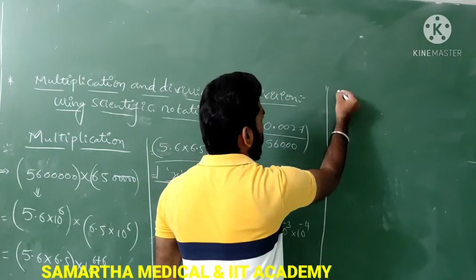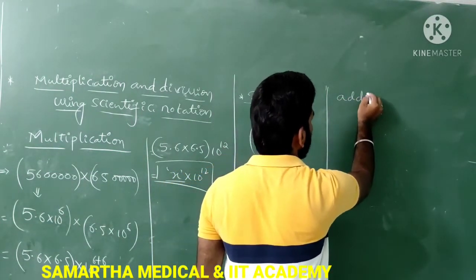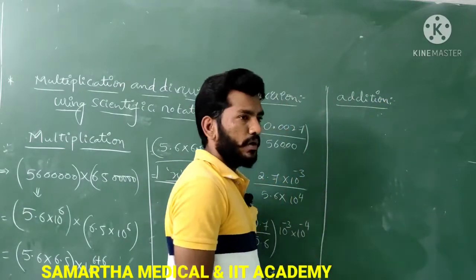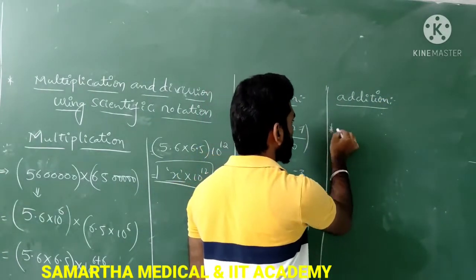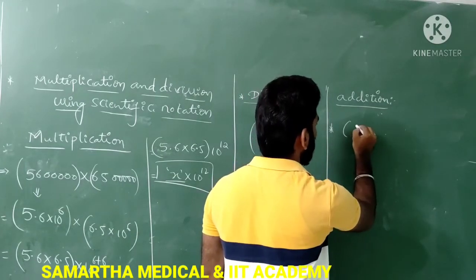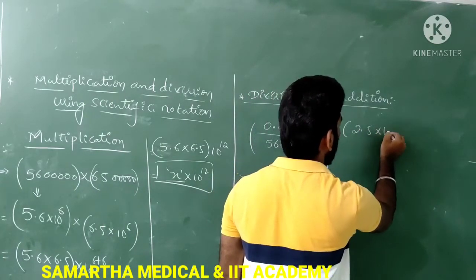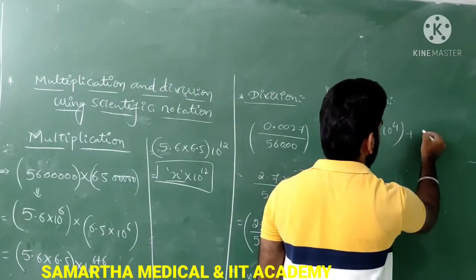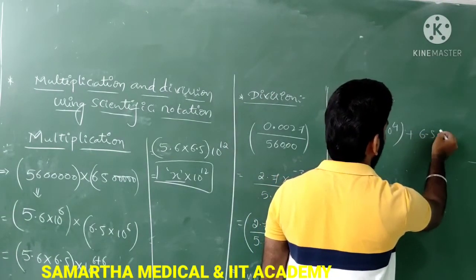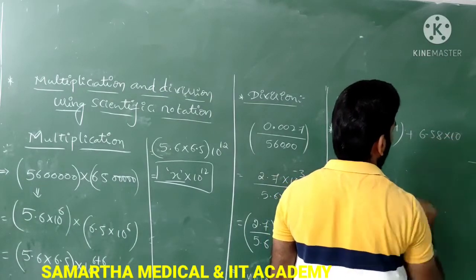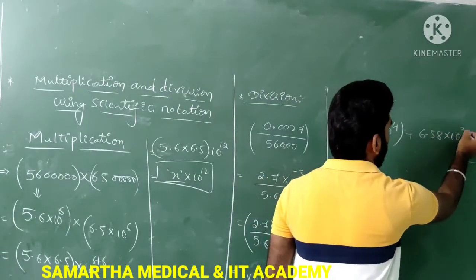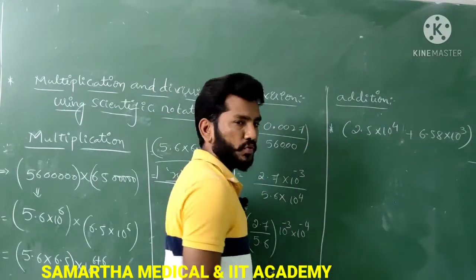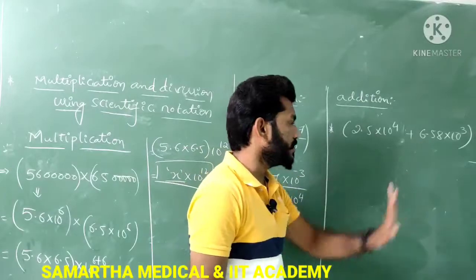Addition, by the way. So let us have some numbers here. I just have right here 2.5 into 10 to the power of 4, plus 6.58 into 10 to the power of 3. So we have these two numbers and we have to add them up.